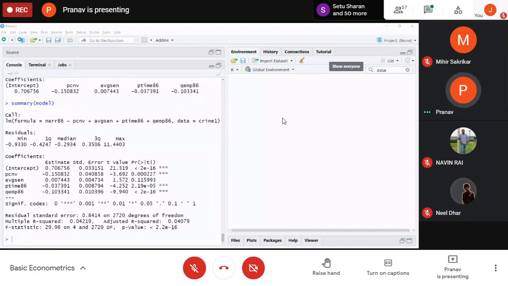What are the steps? You install the Wooldridge package using install.packages. Then you call the library function. Calling is required every time you use that function, but installing only once. And then you can simply load the data set.